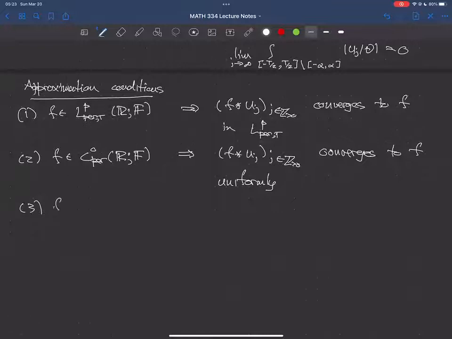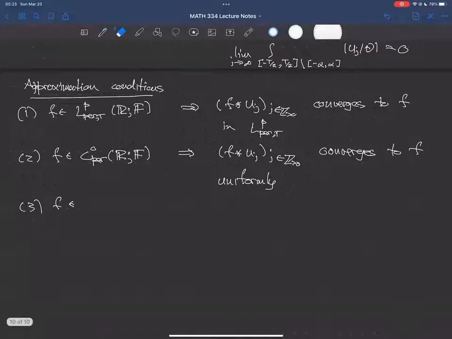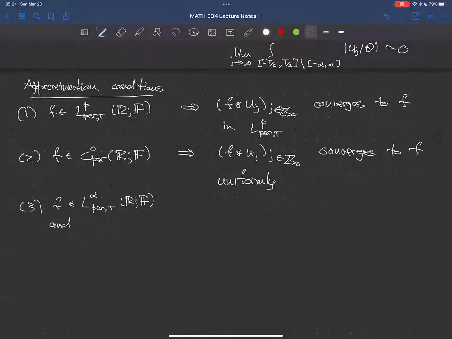But in any case, the condition for pointwise convergence is that f is in L infinity per, and that the limits, exactly as I defined before, f plus of t naught and f minus of t naught exist. Then you get pointwise convergence at t naught.